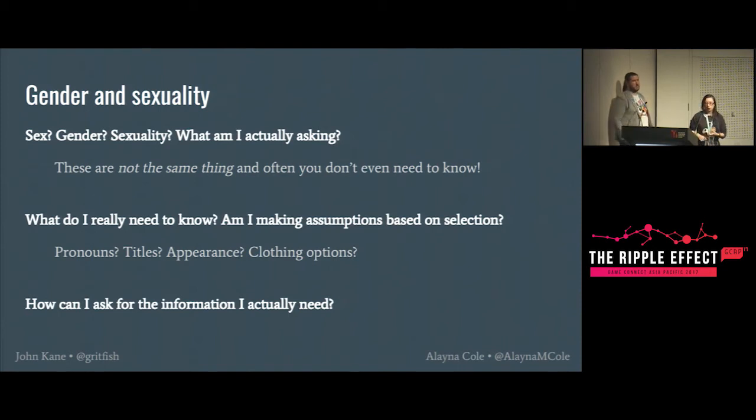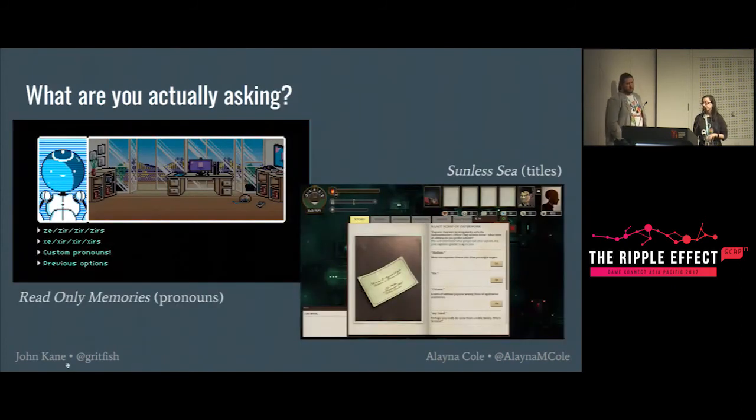Is it pronouns, titles, appearance, clothing? All of these things are obviously factors when you're creating a character in a game. But you don't necessarily need to ask a character's gender to find out the answers to them. So the question here is basically, how can you ask for the information you actually need? So here are some examples.